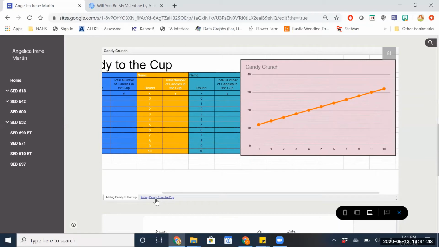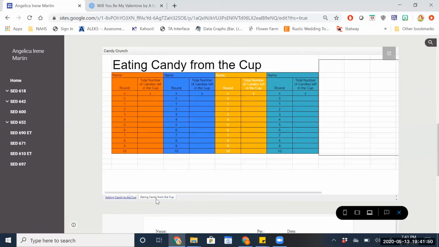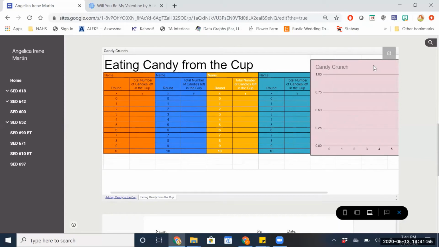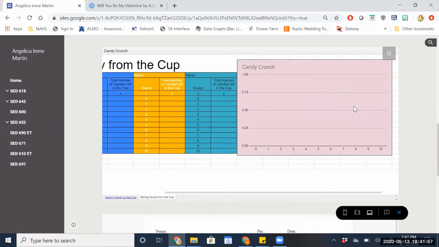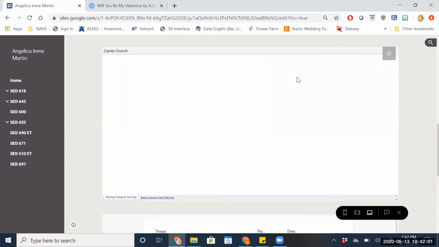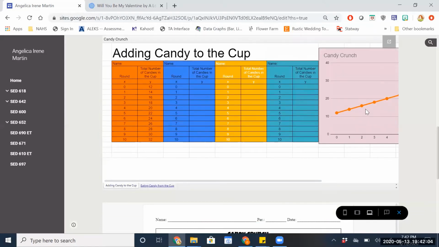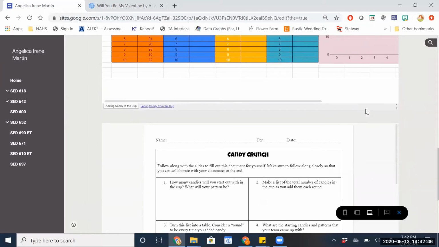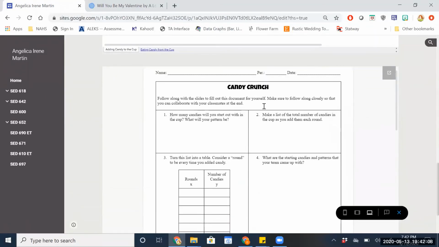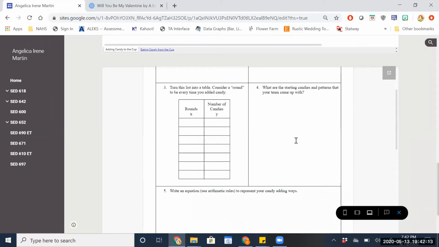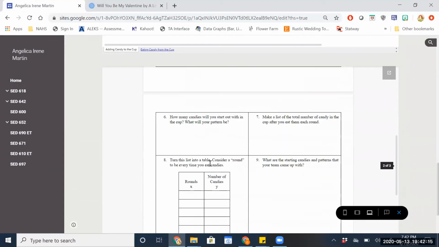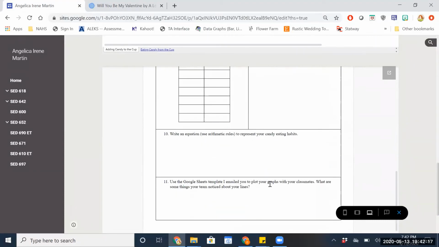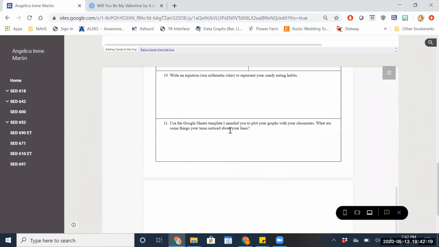When they eat candies, there's another sheet on the same spreadsheet where they would do the same thing. Again, they would add their values here, and then they can see the graph as it progresses through the rounds. Not only that, but they will see each other's graphs. That was very important as well. And here's the worksheet that they worked through with all the instructions. They have their tables, they came up with rules. And the really important part was for them to make conclusions about their lines.